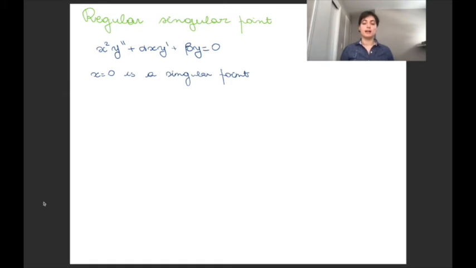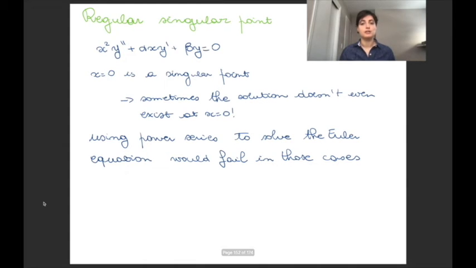Having seen the different types of solutions to the Euler equation, let's look at regular singular points. As we have seen in the Euler equation, when we look at x squared y second plus alpha x y prime plus beta y equal to 0, x equal to 0 is a singular point. It's terrible. Sometimes the solution doesn't even exist at x equal to 0. When we're taking logarithms of x tending to 0, we have a huge problem. So obviously we cannot use power series to solve the Euler equation. It would fail in the cases in which a solution doesn't even exist. But we still were able to find solutions.